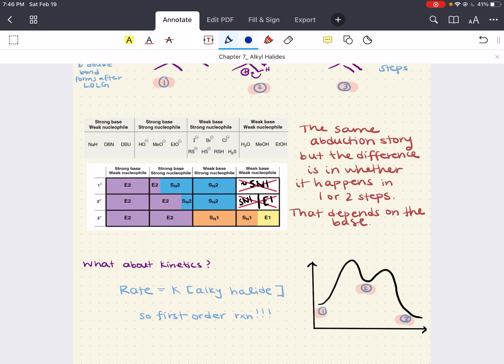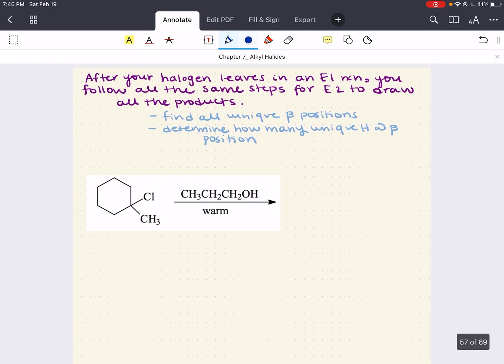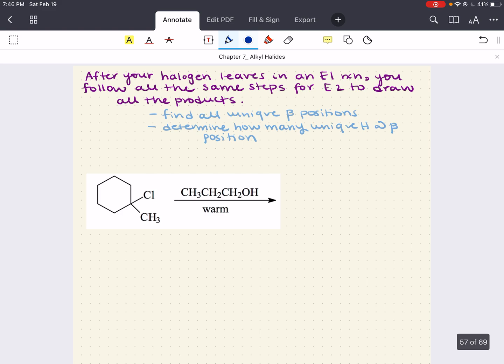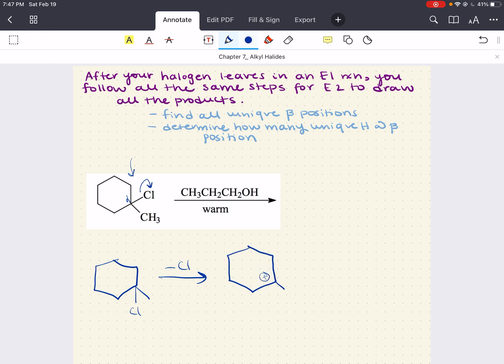Let's dive right into a few practice problems here. Here's our alkyl halide, and here's our alpha carbon. The first step is loss of a leaving group, so our chlorine is going to leave. What we form here is a carbocation at that position. This is a tertiary carbocation, which is the most stable carbocation, so there's not going to be any rearrangement here.